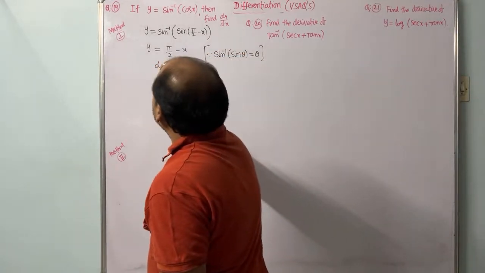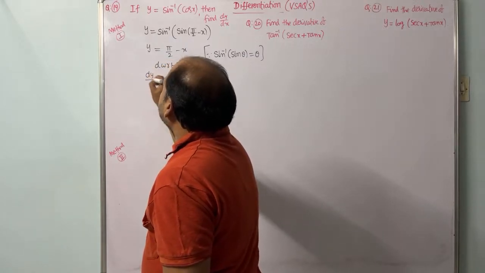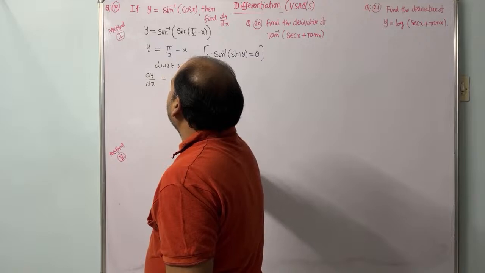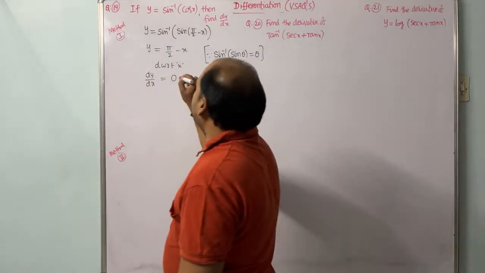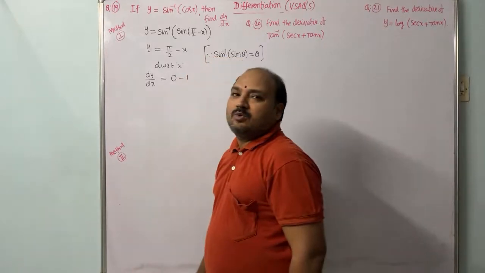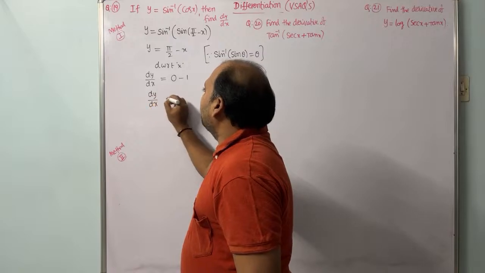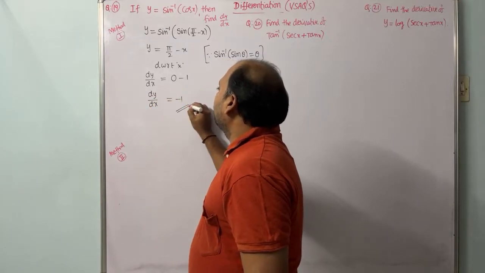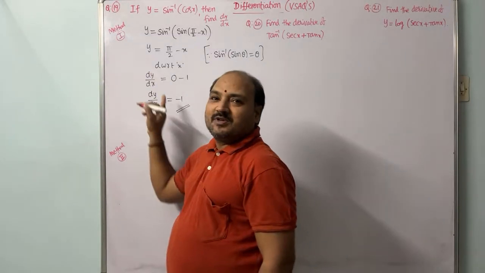Now differentiate with respect to x. So dy by dx is equal to the derivative of the constant, which is 0, minus d by dx of x, which is 1. So therefore dy by dx is equal to minus 1. Now we will move to another method, method 2. This is method 1, dear students.